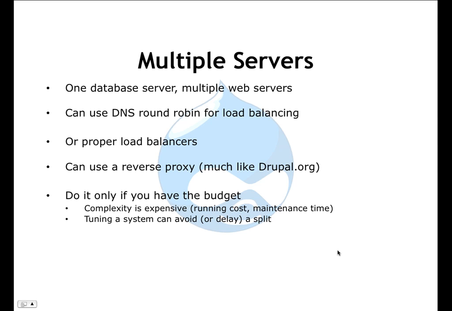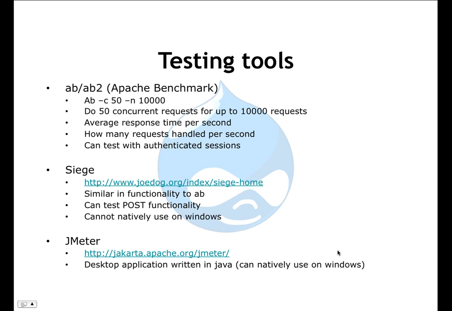You can use a reverse proxy, which is like an HTTP accelerator, so it won't even hit Apache, and that's what Drupal.org does. But you can only do this if you have the budget, because complexity is expensive. You have running costs of servers that you own, you have maintenance costs of all of these, and you have lots of time that you have to put into each of these machines as well, so you'll have less time towards working on other things. And sometimes tuning a single system can avoid or delay splitting it up into separate machines, and I'll talk about that on one of the sites I worked on as well.